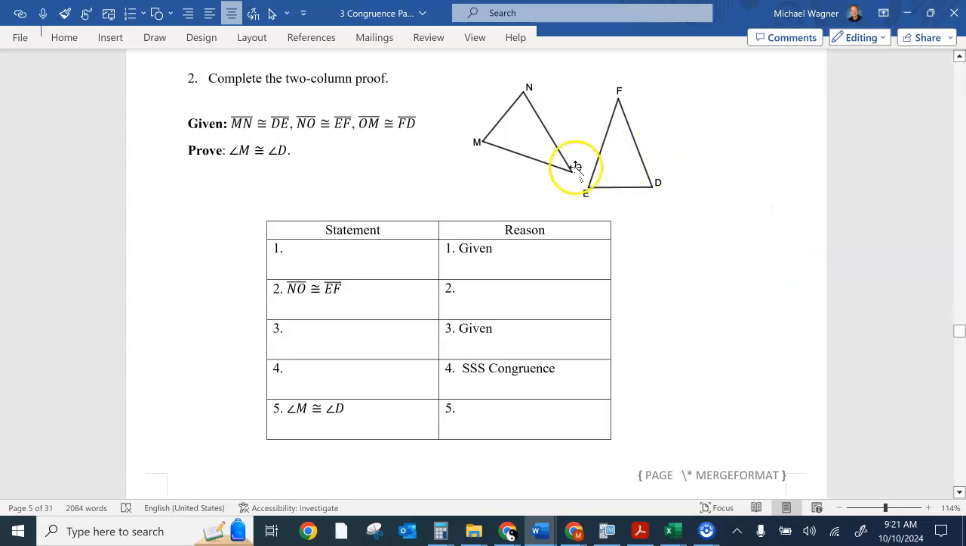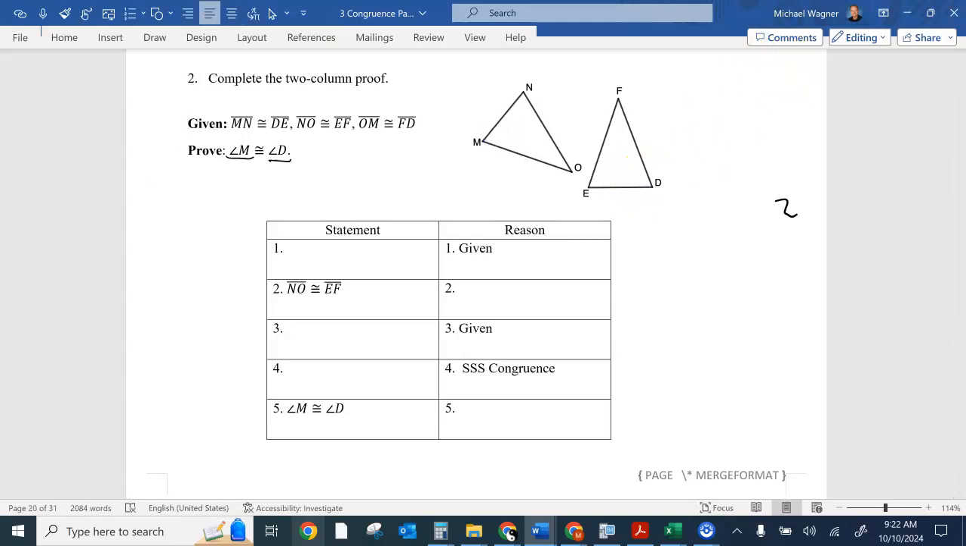Okay, so complete the two-column proof. First, you might want to start with, what are we trying to prove here? We're trying to prove that angle M is congruent to angle D. Let me mark it first. Well, I'm not going to mark it because I don't want you to assume that. I'll explain the marking in a bit. Again, we're trying to prove that angles M and D are congruent. Well, what's angle M? It's this one.